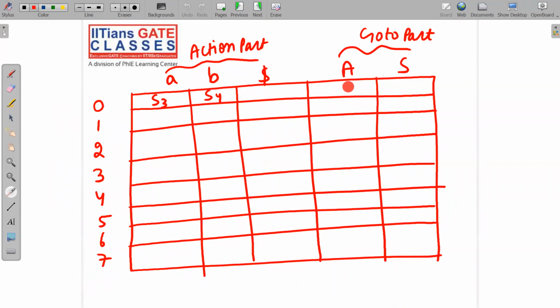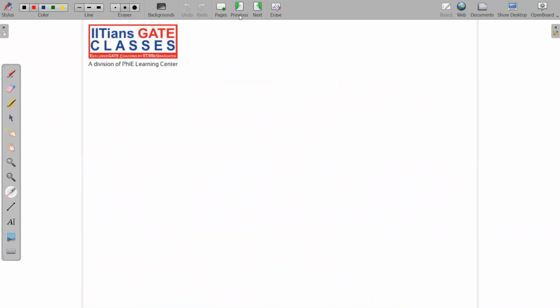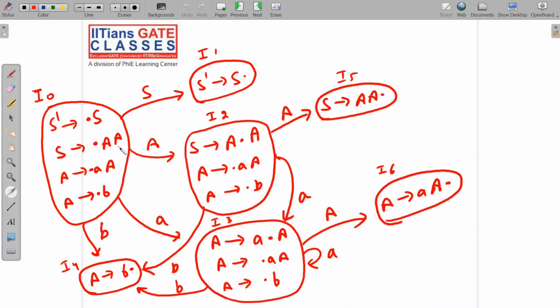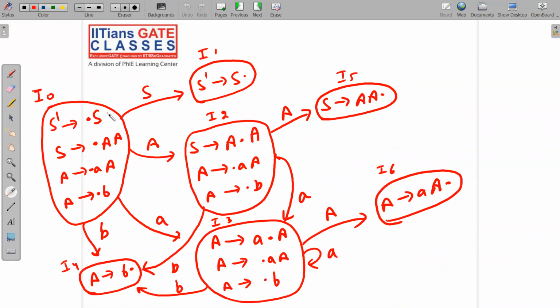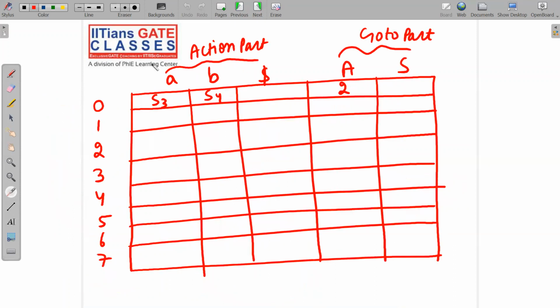Now see 0 on capital A. Where are we going? We are going to state number 2. So I will write here 2 directly. It is not a shift move, it is a go-to move. So I will write 2. I'm repeating again: in the action part, I have to write S3, S4, and so on. But in the go-to part, we will directly write the state number. Now 0 on capital S. I'm going to state number 1, I1. So I will write here 1.